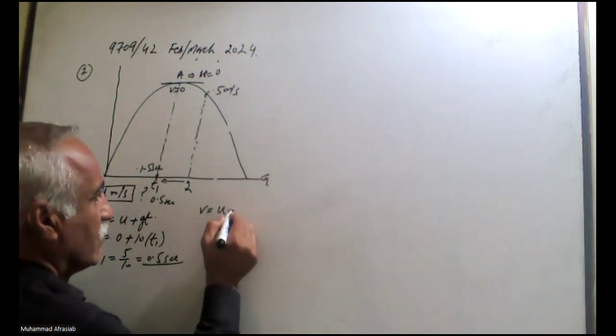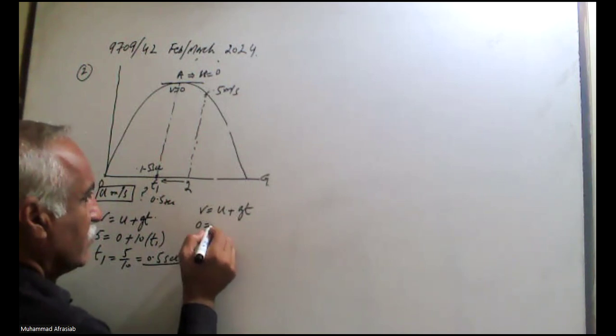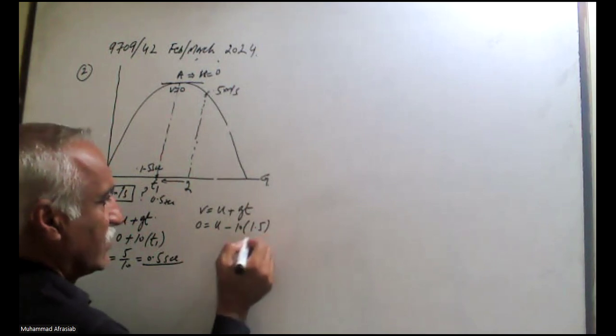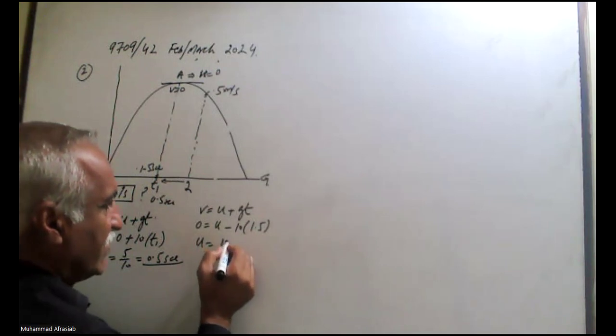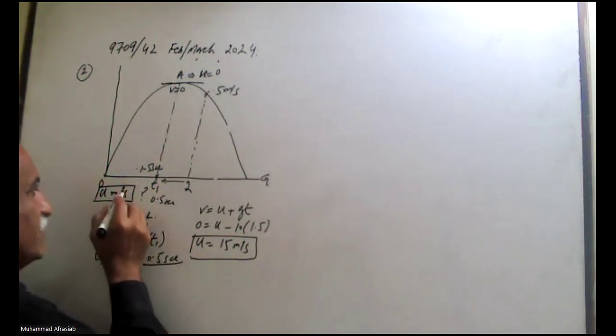Now, the initial speed of the particle is u, which is unknown, v is 0, and the total time taken up till this part is 1.5 seconds. So we again use v is equal to u plus gt, where v is 0, u we don't know, g is minus 10, and time is 1.5. So u is equal to 15 meters per second. This is the speed with which the particle is projected from the ground.